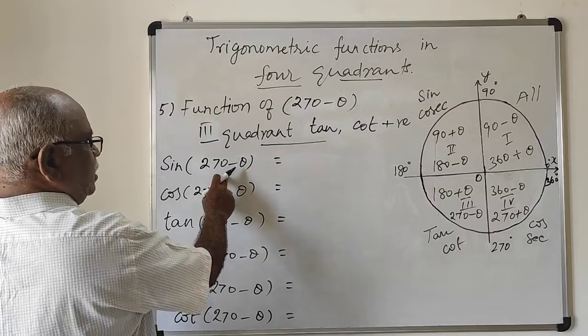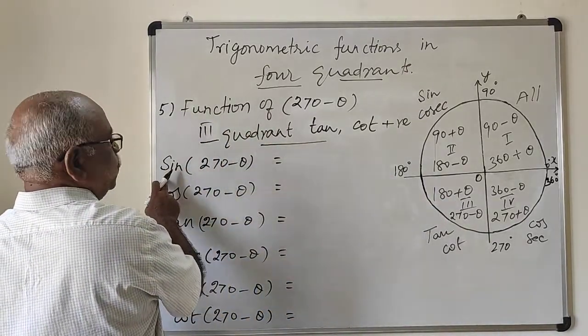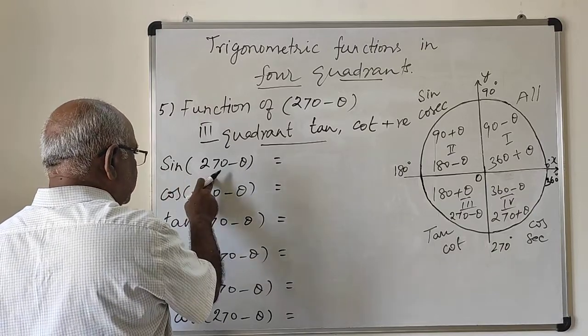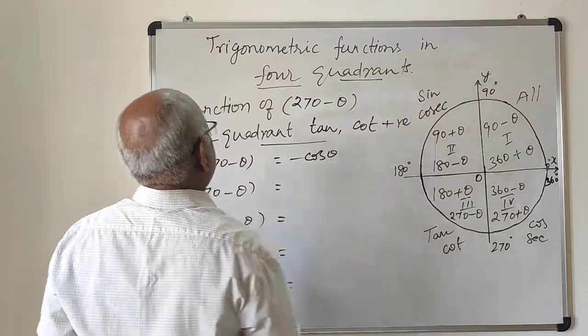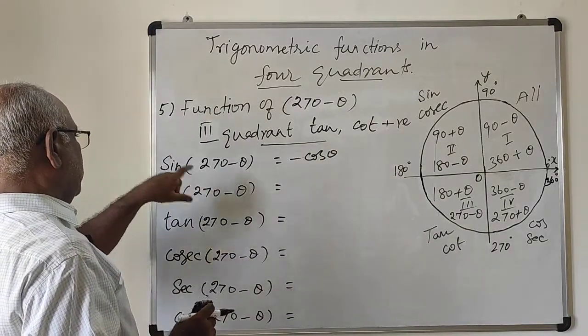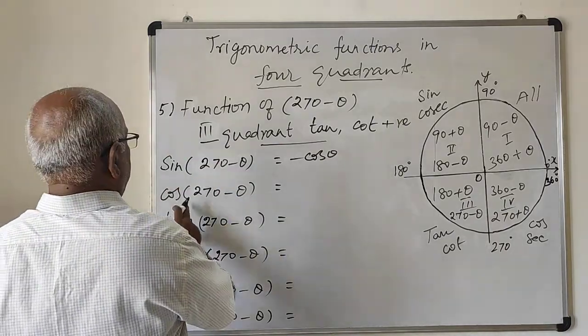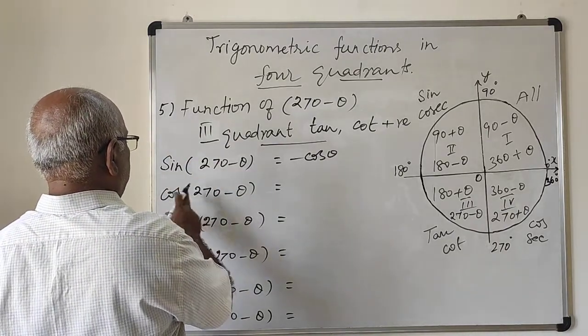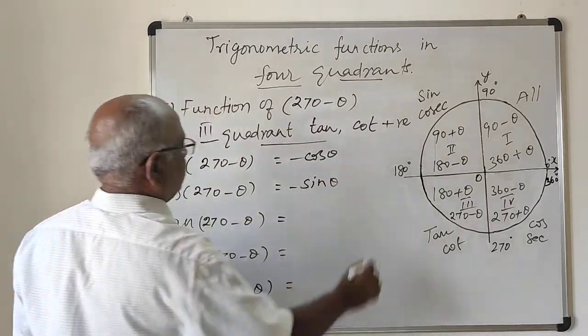Sin 270 minus theta: third quadrant, sin negative, and 270 changes the ratio, therefore minus cos theta. Remember, 270 changes the ratio, sin into cos, and in the third quadrant sin is negative, therefore minus cos theta. And cos 270 minus theta: third quadrant, cos negative, it changes the ratio, so minus sin theta.